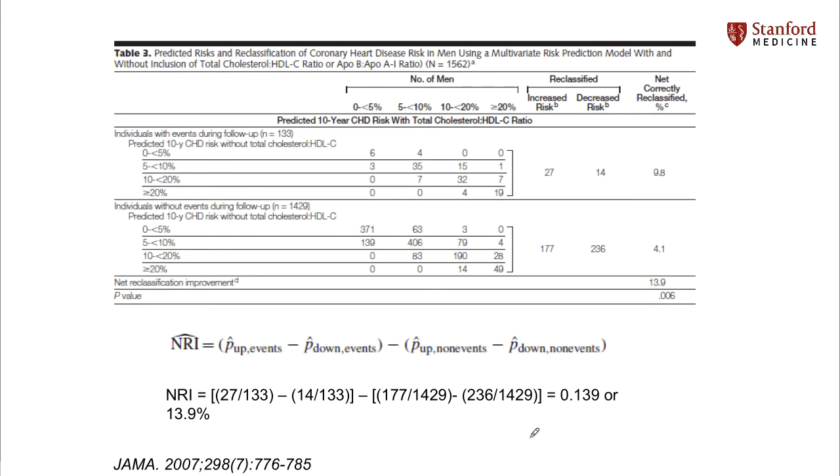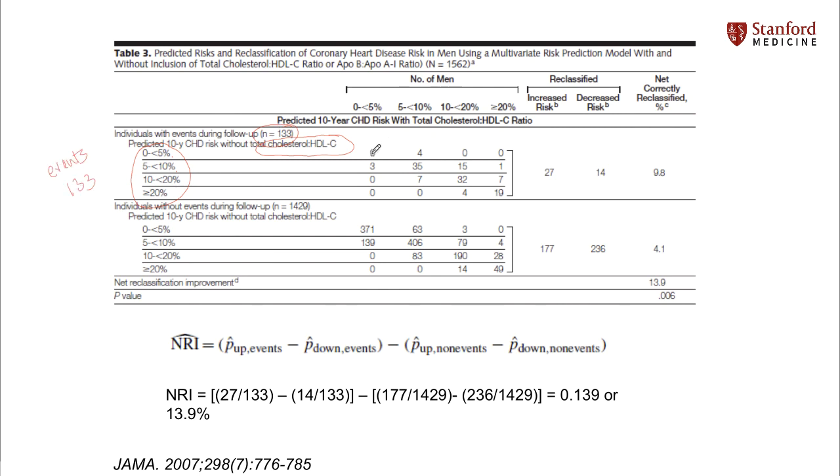So let's put some numbers to that. Here's an example where they were comparing the Framingham risk score with an additional biomarker, which is your total cholesterol to HDL ratio. You want that to be low. If you use the old model to classify people in these different risk categories, there are 133 people who had events. So these are among the 133 people who had events.